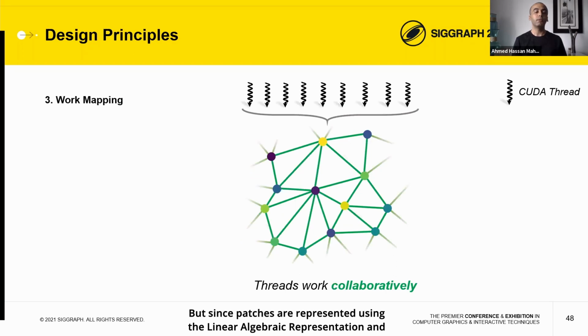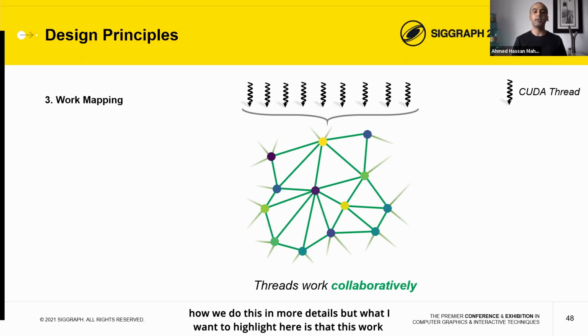But since batches are represented using the linear algebraic representation and we perform a query as a matrix operation, this enables us to map work such that threads within a CUDA block can work collaboratively to perform their work. This ensures good computation performance through load balance. The paper discusses how we do this in more detail.